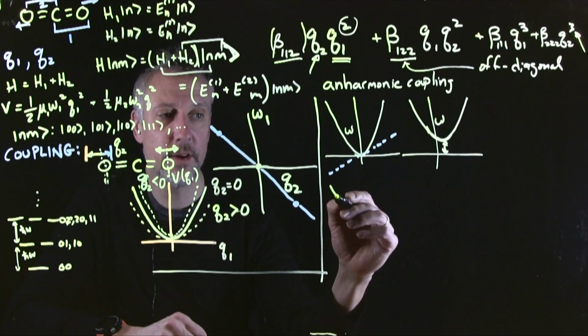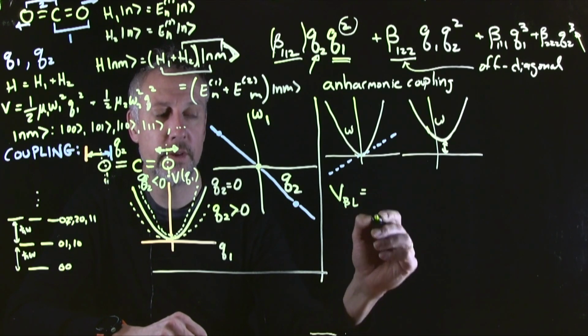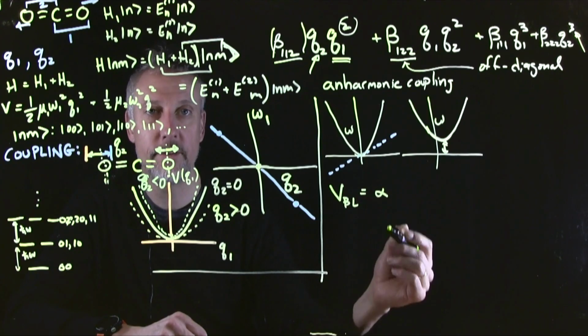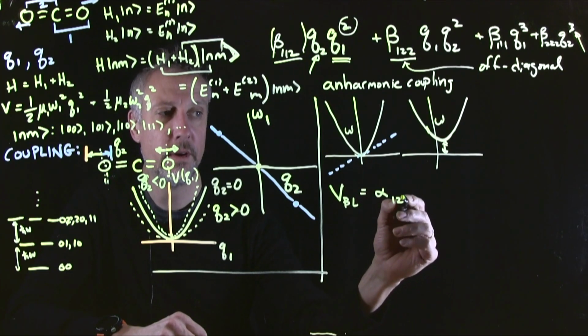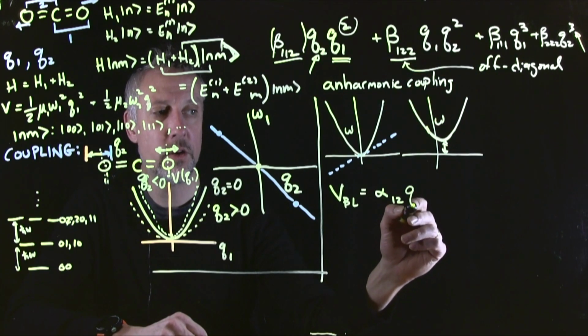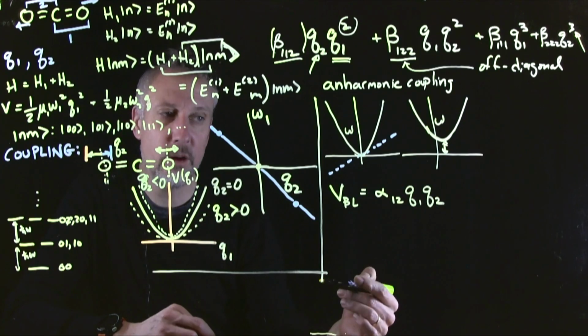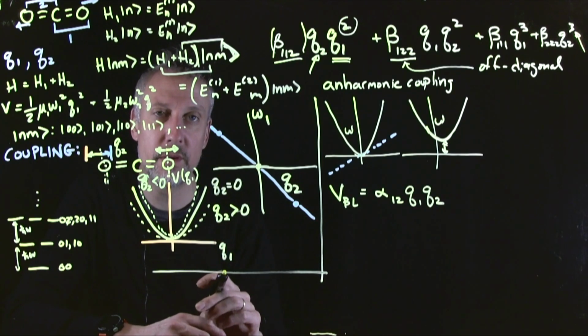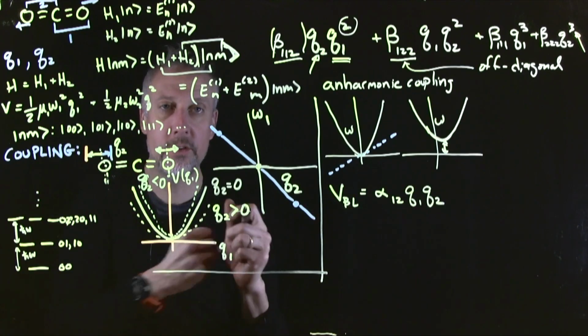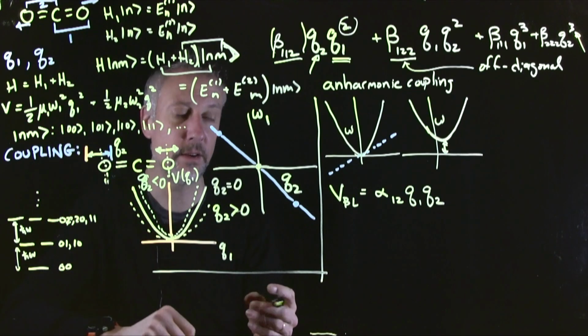So we're going to call this V, and I'll just call it bilinear, BL. And that's going to be a number. We just need to have some number, alpha 1, 2. You can see alpha is distinct from beta. And then we'll call that Q1 times Q2. So from a mathematical point of view, this is the simplest kind of coupling we can have that mixes the 2 degrees of freedom of Q1 and Q2. Before they were just separated like this.